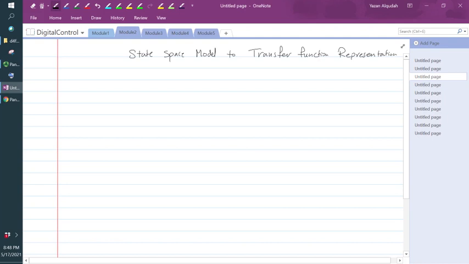Okay, so let's look at the first method, and we're going to call this the long approach. What we're going to do is first obtain an all-integrator block diagram.